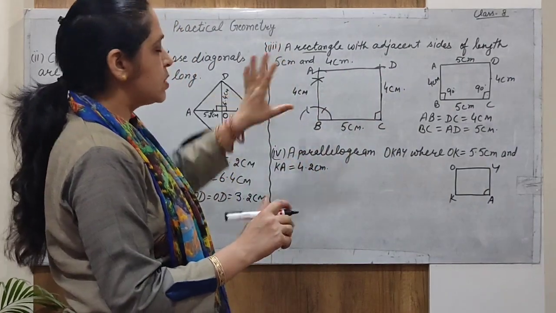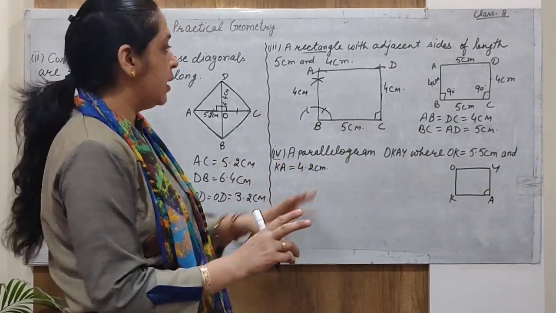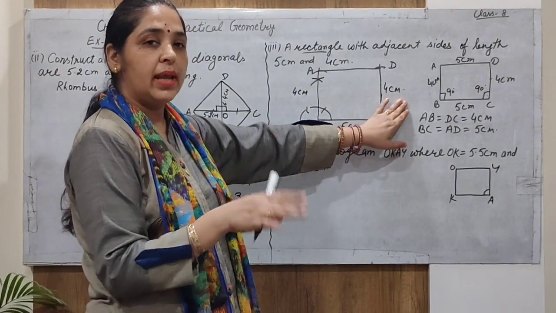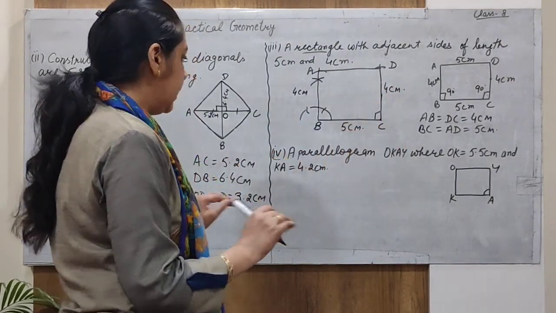Understand? So in this case, we use two properties of the rectangle, that opposite sides are equal, and second is all angles are of 90 degree.